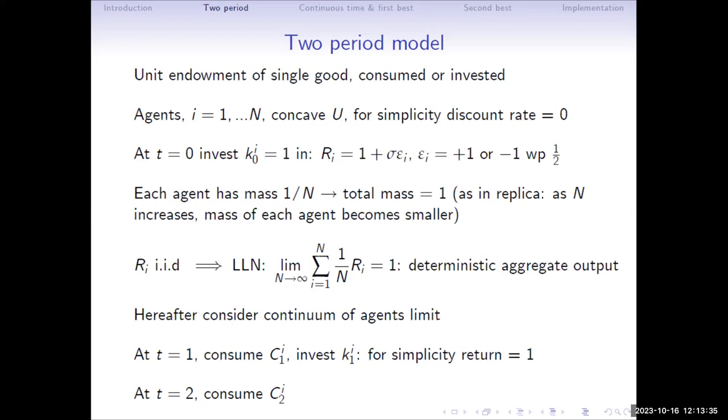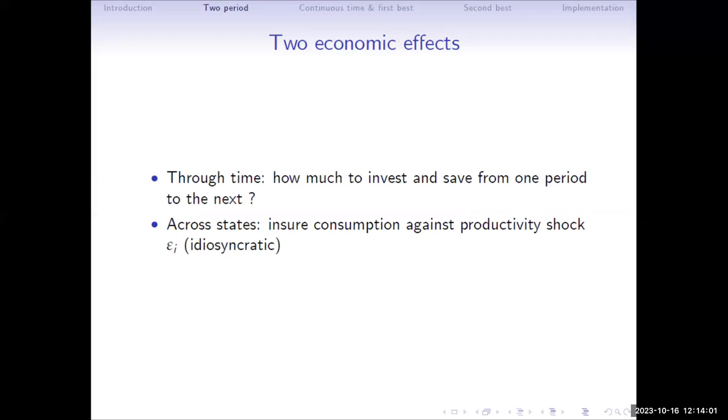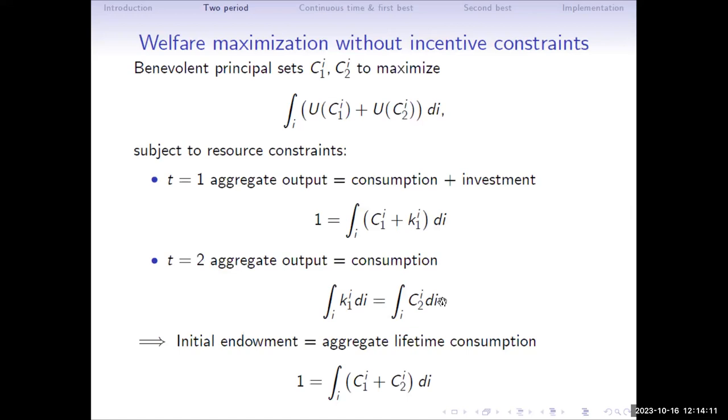For simplicity, there is only risk at time one, and there's no risk at time two. But of course, this is just for simplification. In the dynamic continuous time model, there will be risk at all the periods. So in this context, we are consuming at time one and at time two, and there is risk. The two economic effects taking place in this model are how to smooth consumption between time one and time two, and how to smooth consumption across states.